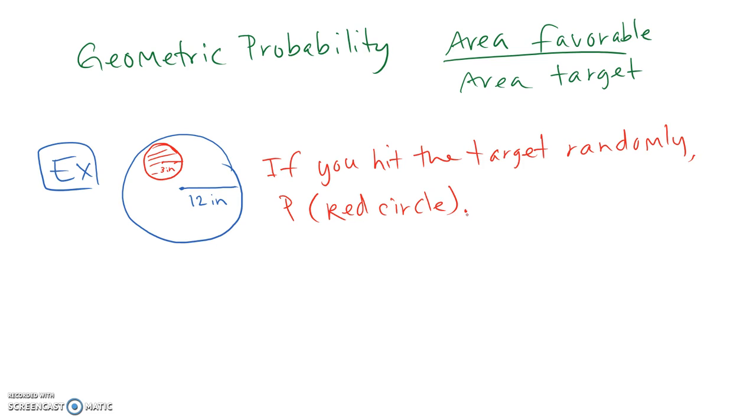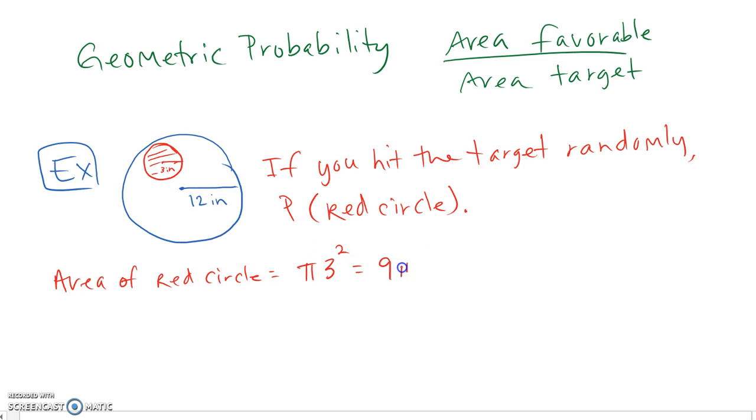So in order to find out, I need the area of the favorable. In this case, my favorable thing, what I'm trying to get is the red circle. So I have the area of the red circle. And that would be pi 3 squared, or 9 pi square inches. I also need the area of the target.